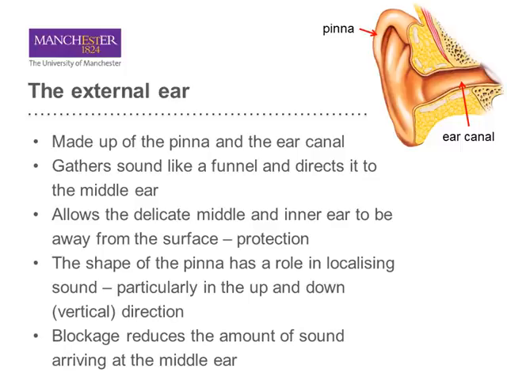The external ear is made up of the pinna and the ear canal, and together they serve to gather the sound, rather like a funnel, and direct it to the middle ear. The external ear also has a protective role, in that it allows the delicate middle and inner ear to be away from the surface of the head. Also, the hairs and wax in the ear canal help to prevent foreign bodies from entering the ear canal.